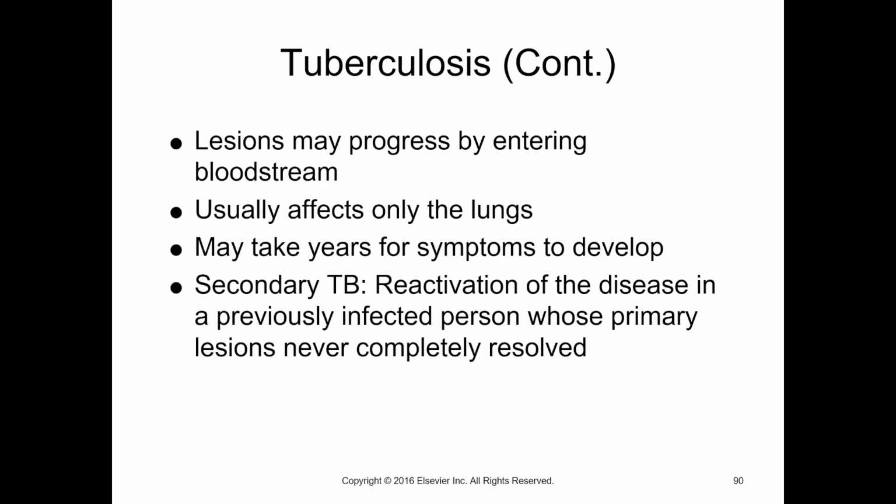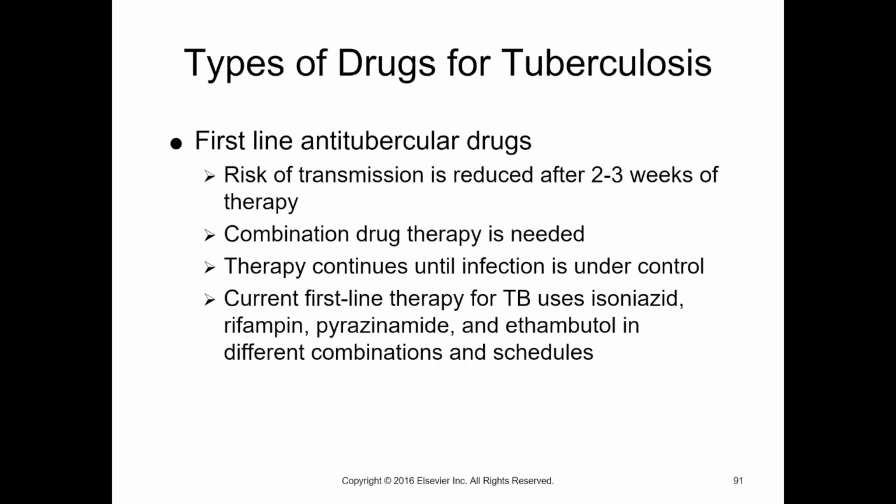TB can also go dormant in the body. You can end up with essentially a walled-off mass of tuberculosis in the lung. And at a later time, that walled-off mass can get broken open, and tuberculosis is now free again. So you can have a reactivation and secondary TB at a later time.